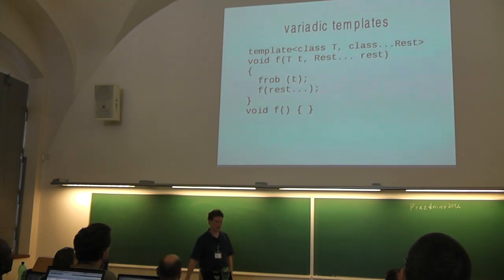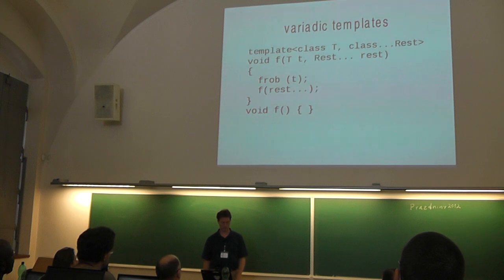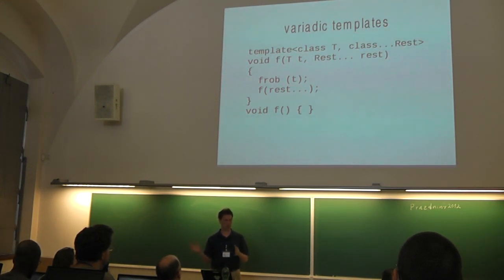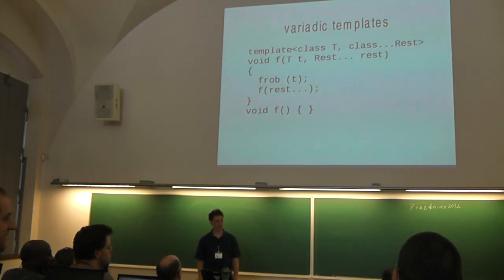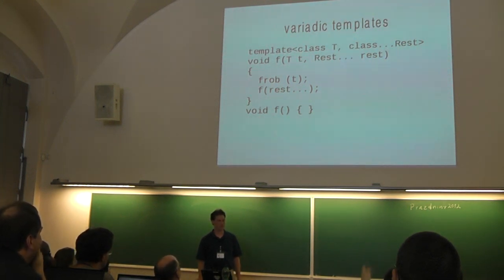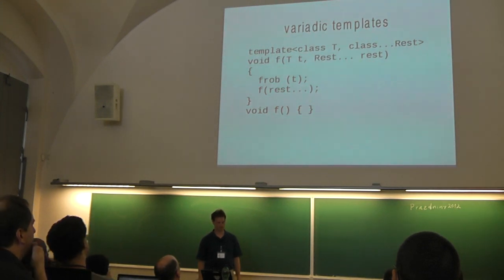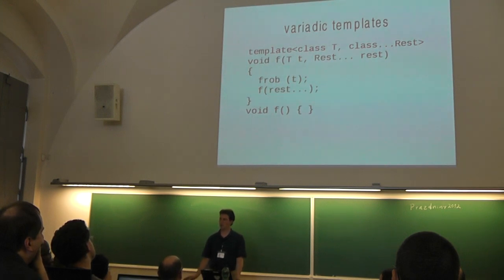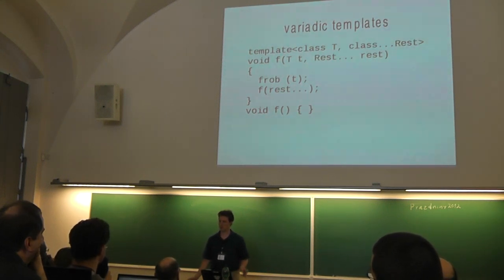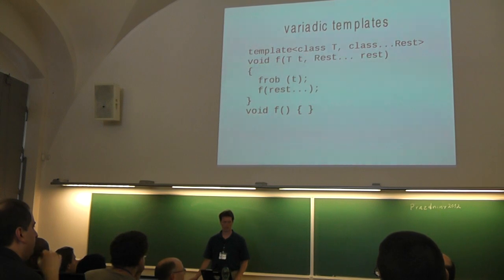The dot dot dot expands the previous expression or type or whatever. You can have a more complicated expression. You could say f of parens rest plus one close paren dot dot dot, and then it would expand rest plus one for all the elements of rest. If they are all integers, every one would be incremented and then given as an argument to the next. Each element is substituted in. It's higher order function application.